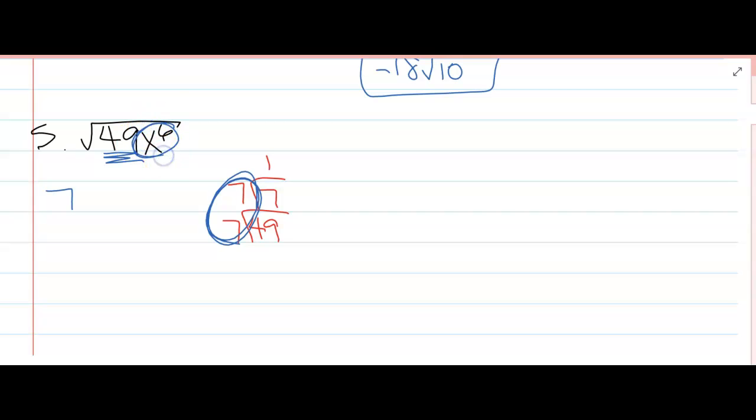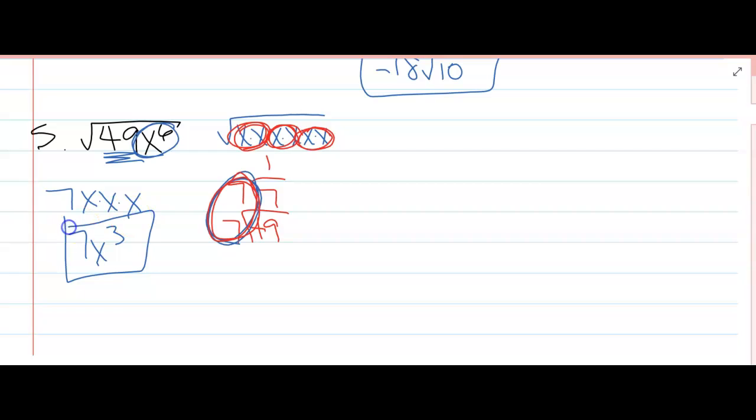Now let's talk about this x to the 6th. Under the radical, x to the 6th would be x times x times x times x times x times x. You're going to do the same thing we did with the pairs of numbers: you are going to pair up the variables. So we'd have a pair here, a pair here, and a pair here. This pair of x's becomes an x on the outside. The second pair becomes an x on the outside. And the third pair becomes an x on the outside. So I have 7 times x times x times x, which is 7x cubed.